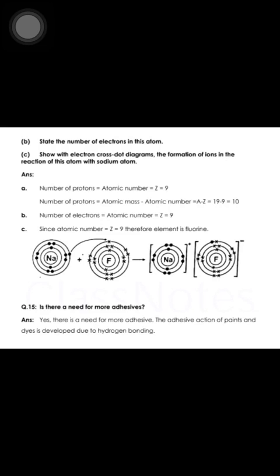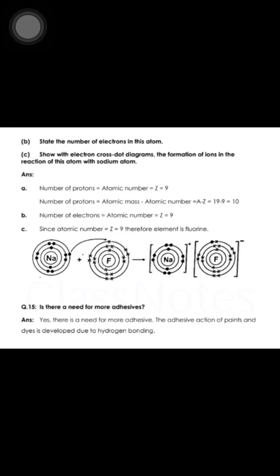Now in the third part we have to draw cross and dot diagrams for the formation of ions. Okay, when we are talking about sodium and fluorine, sodium has 1 electron in the outermost shell, which it will lose to form a sodium cation, and fluorine will gain 1 electron to form a fluoride anion. Now question number 15, it is the last question. It is not the last, but we will discuss it lastly because question number 16 you already have done in your notebook, so I am not going to discuss that again.